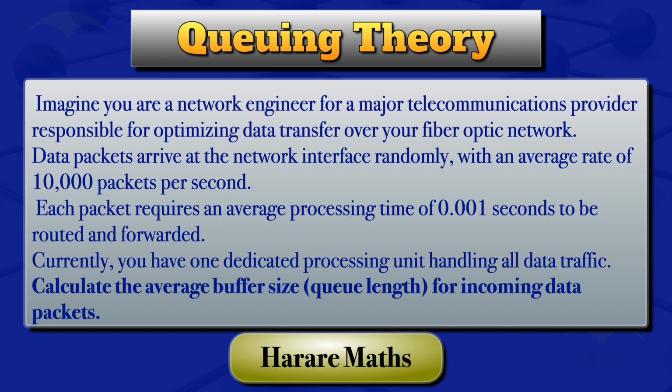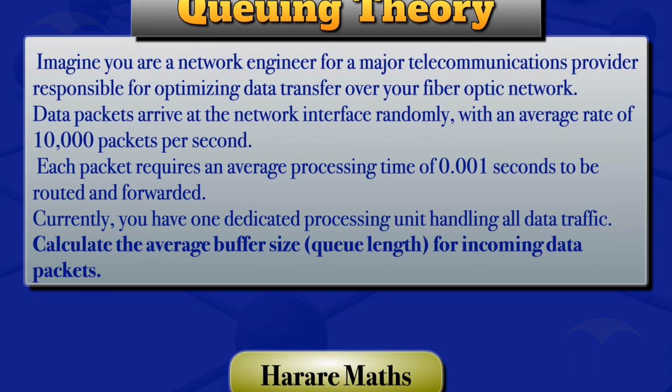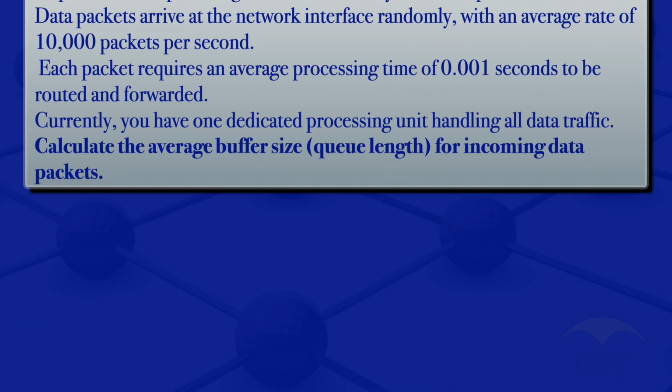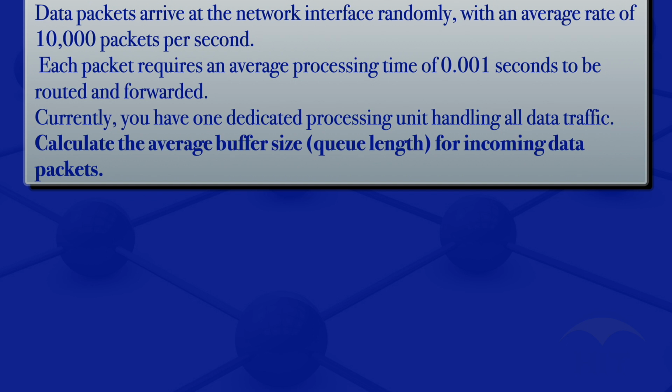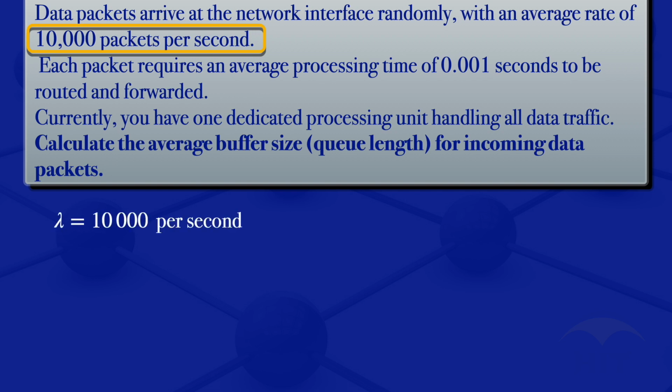In this video, I'm going to calculate the buffer size, which is the queue length for incoming data packets. So we are given that information there. And the first step is to extract what we are given. So I'll start by looking at the 10,000 packets per second there. 10,000 packets, it's the average rate of arrival. That will be our lambda there. So we have lambda is equal to 10,000 per second.